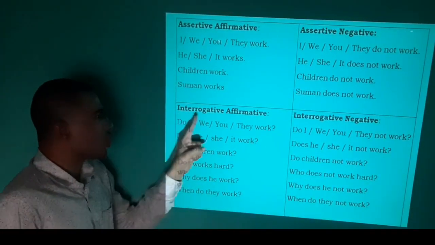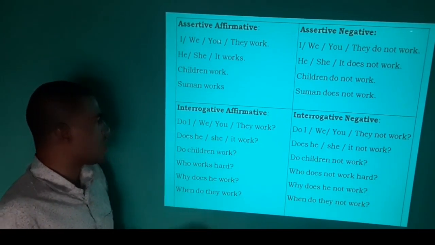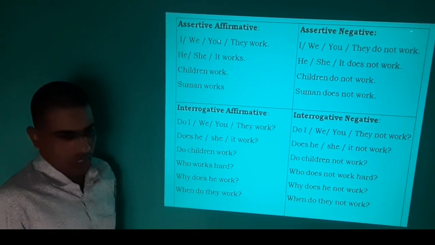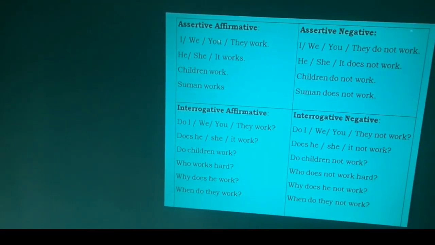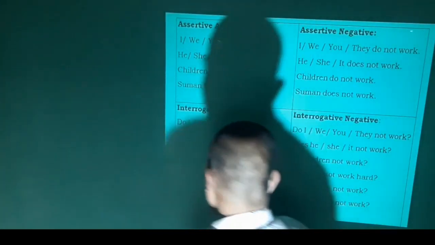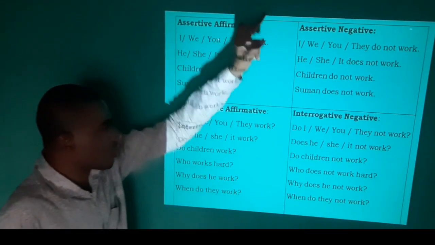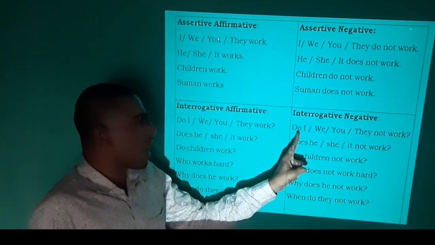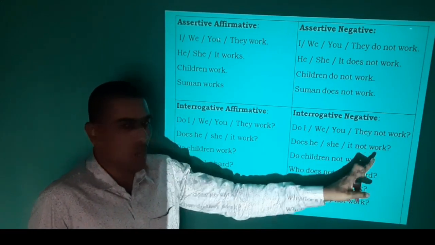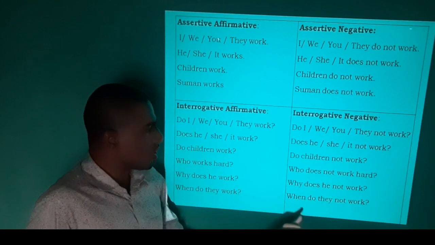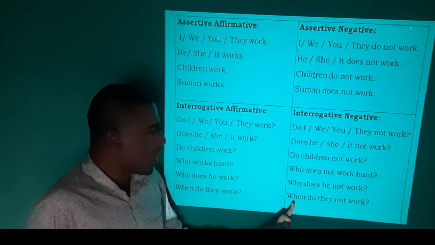And next, interrogative affirmative or interrogative positive: do I, we, you, they work? Does he, she, it work? Do children work? Who works hard? Why does he work? When do they work? And next, interrogative negative: do I, we, you, they not work? Does he, she, it not work? Do children not work? Who does not work hard? Why does he not work? When do they not work?